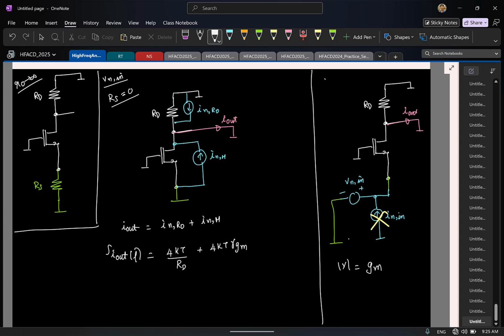To find the input referred noise voltage power spectral density, I will take this quantity divided by Gm square. That's all. I will not simplify it. Just the procedure is what is important.